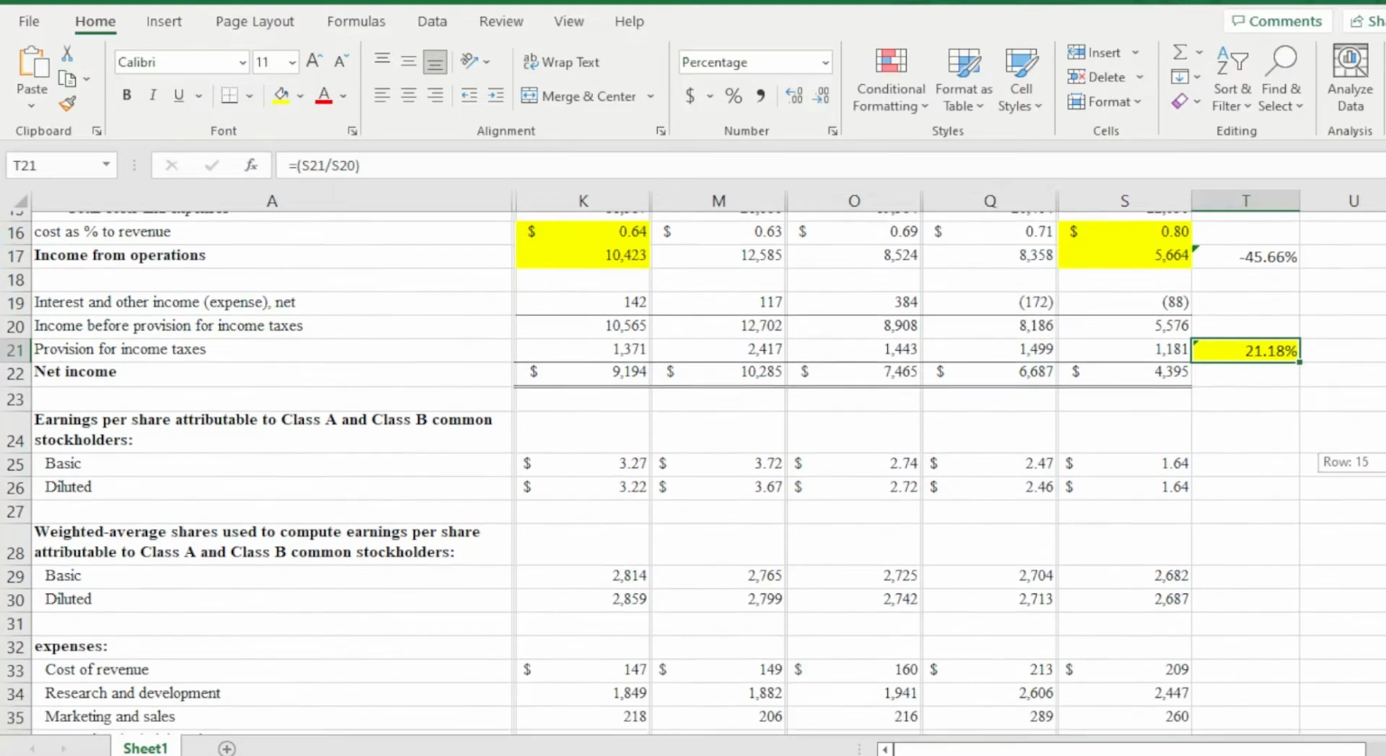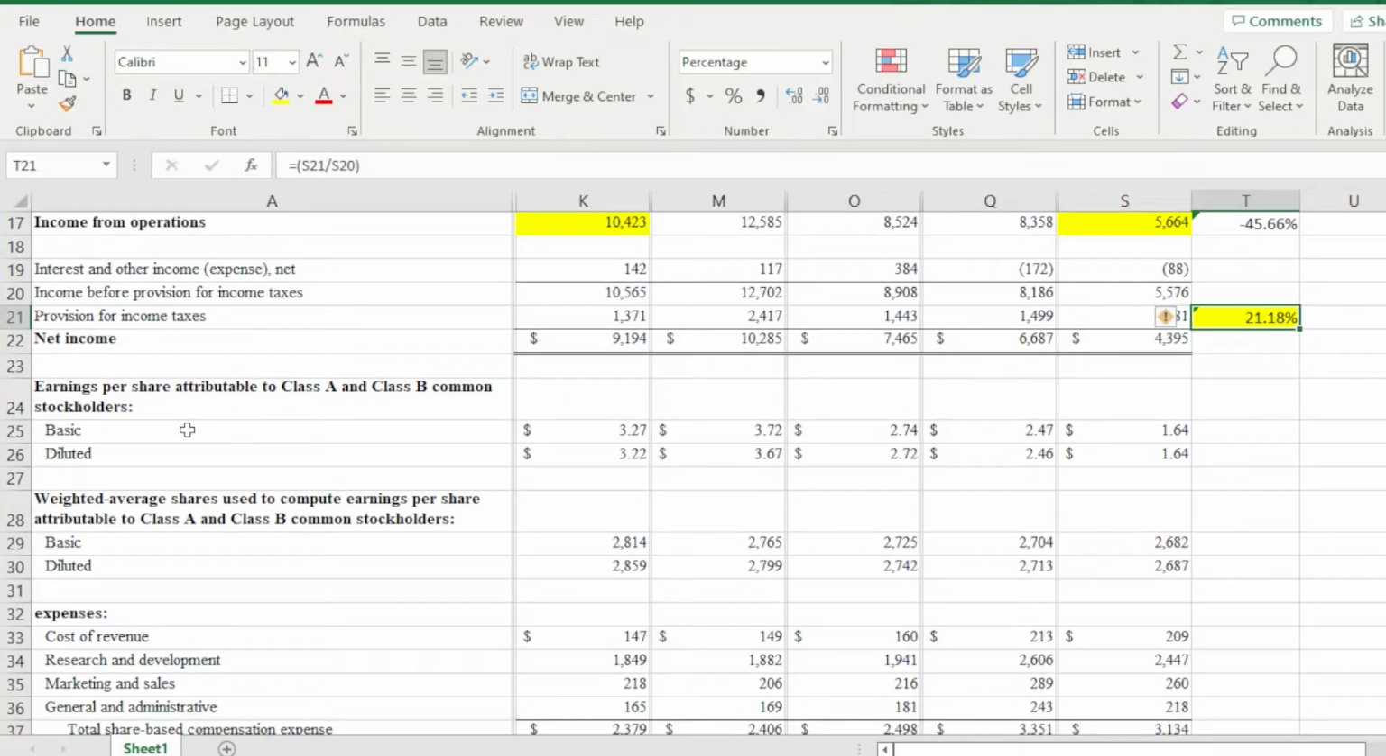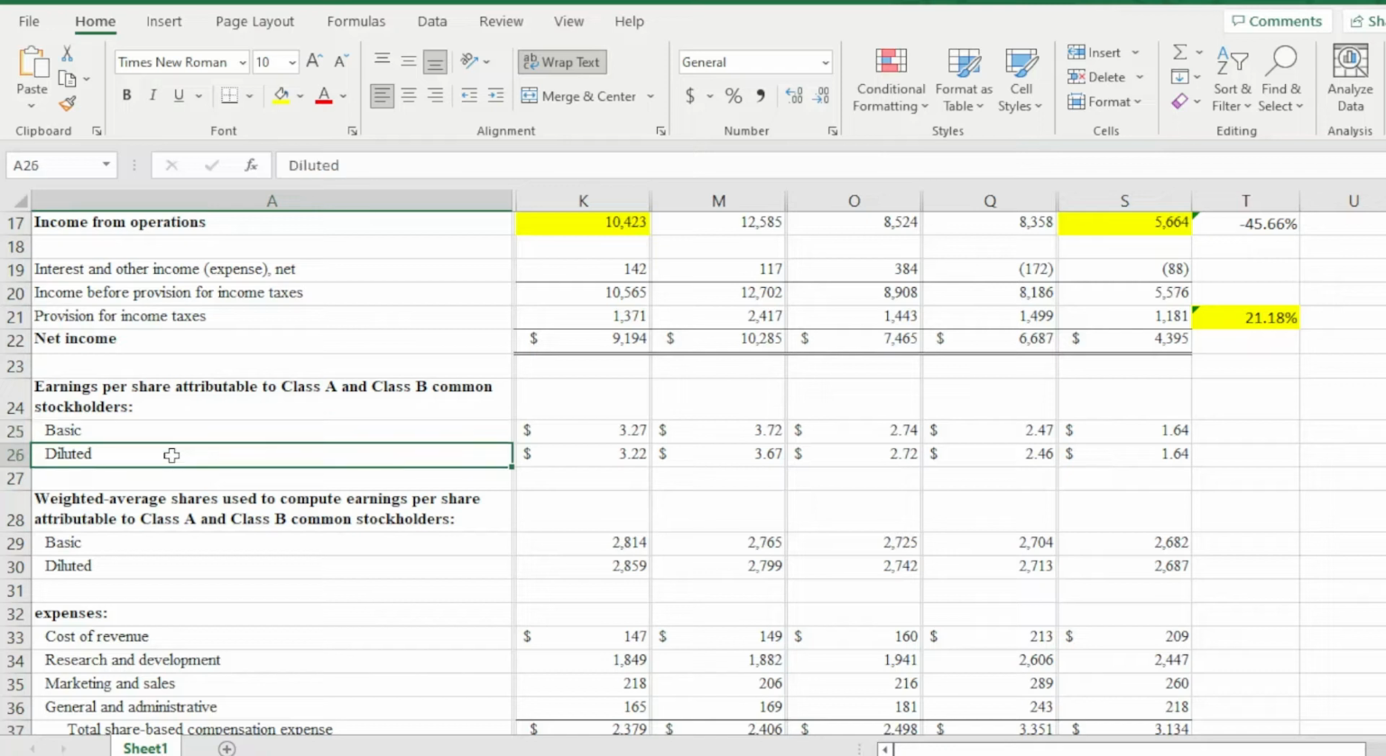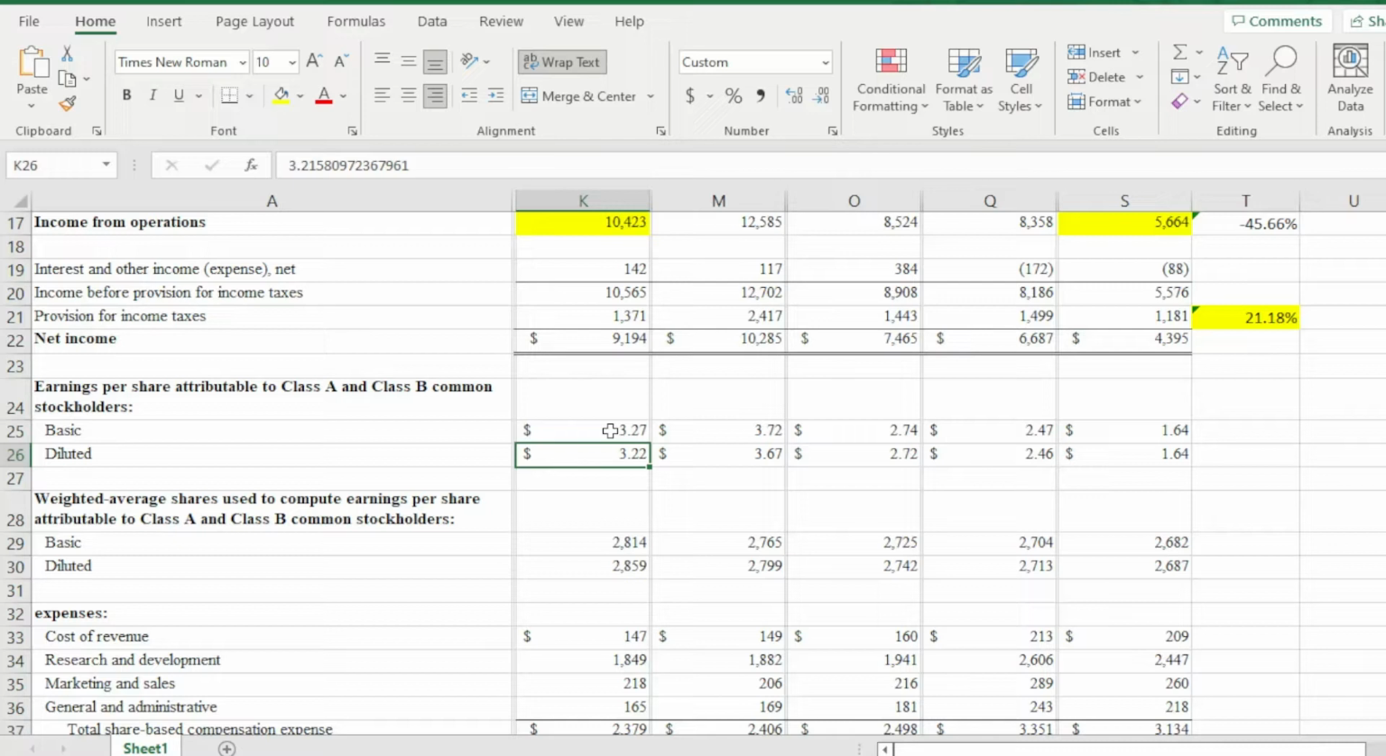So now we're going to scroll down a little bit more, and we could see basic and diluted earnings per share. So here we can see that in the September 2021 quarter, we made $3.22 in diluted earnings per share. Now I'm using diluted because that is a little bit more conservative because we're taking into consideration future dilution. So that's why I'm using diluted. And then here in the most recent quarter, we got $1.64.